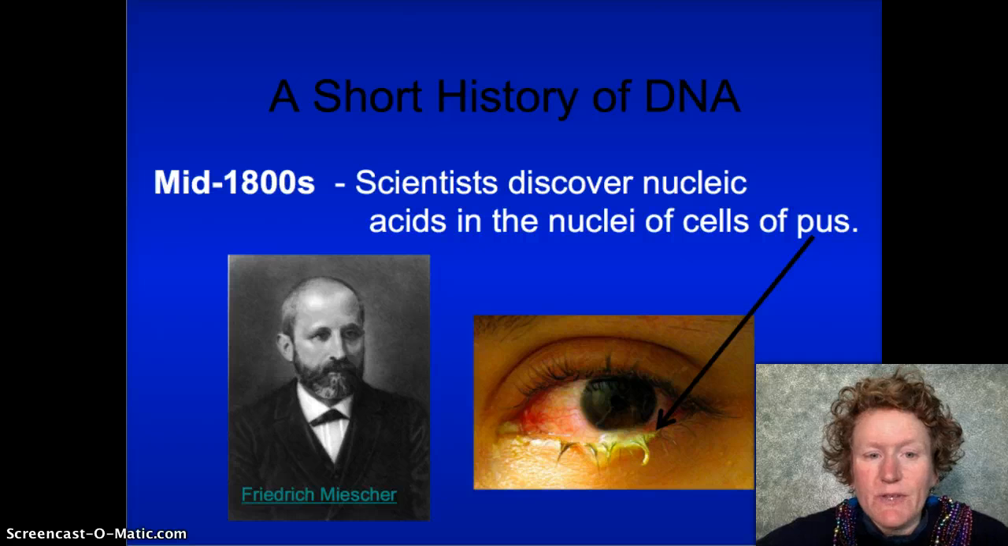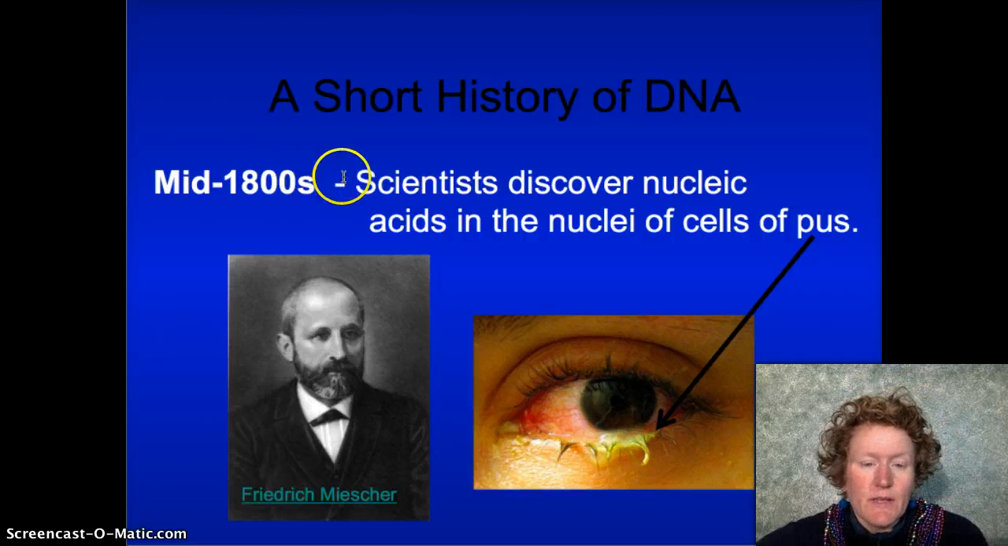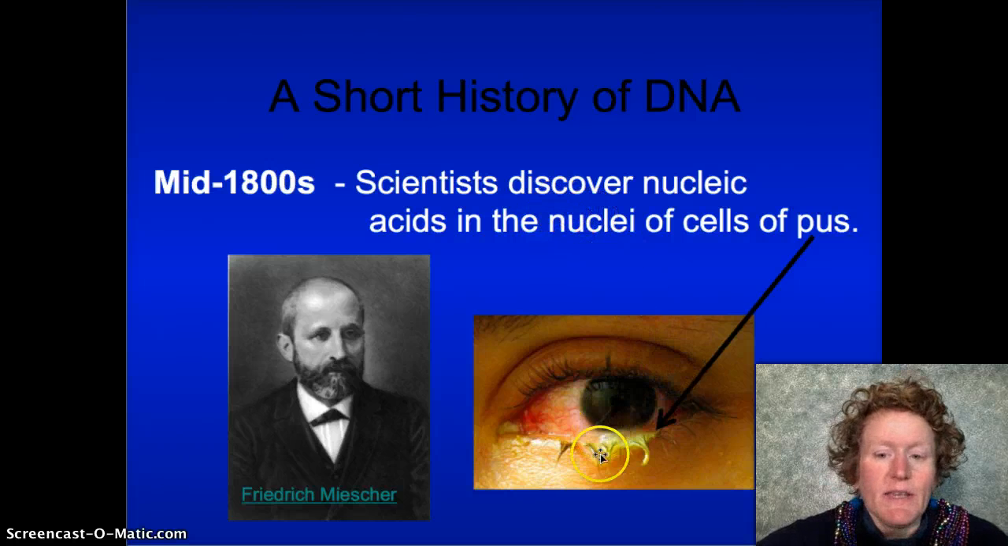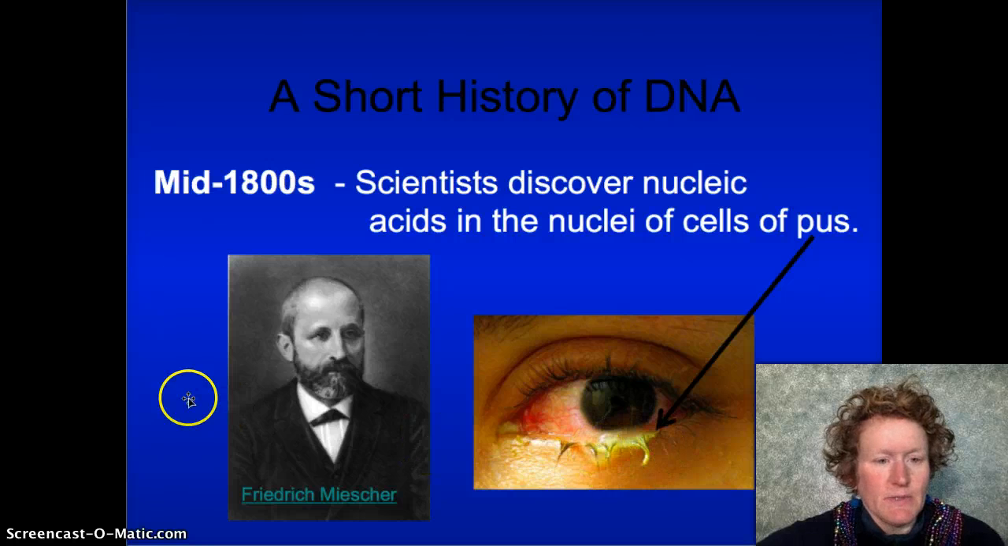This is a short history of DNA. In the mid-1800s, Friedrich Miescher first discovered acids in the nuclei in the cells of pus. Here's a picture of some pus in someone's eye. When you have pink eye, you get very pussy eyes.